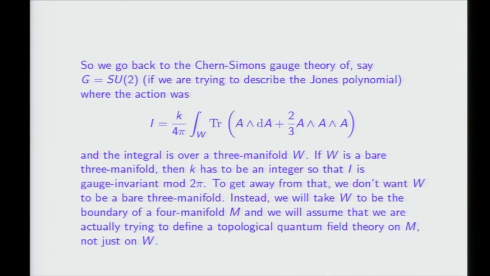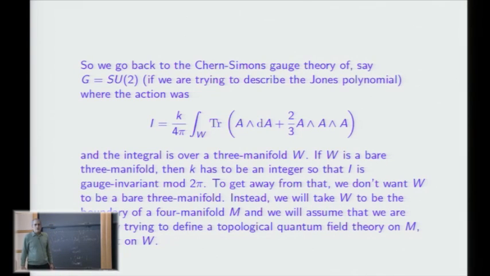And so we have our usual Chern-Simons action, and the integral is on a three-manifold W. If W is a bare 3 manifold, in other words, it's not given as the boundary of a 4 manifold, it has no additional structure, then K has to be an integer so that I is gauge invariant mod 2 pi. To get away from that, we don't want W to be a bare 3 manifold. We'll take W to be the boundary of a 4 manifold, and we'll assume that we are trying to define a topological quantum field theory on M, not just on W.